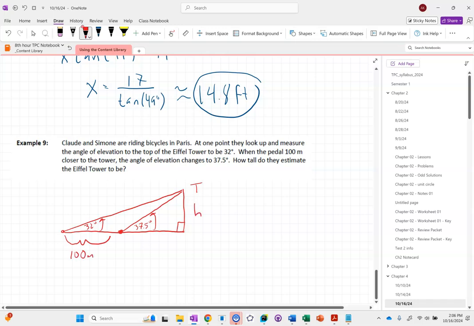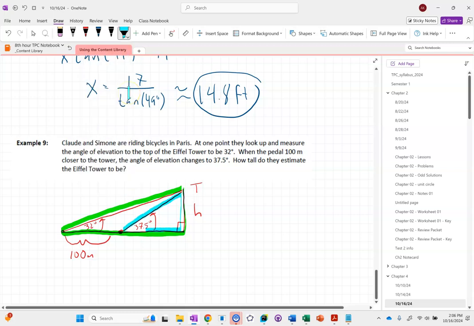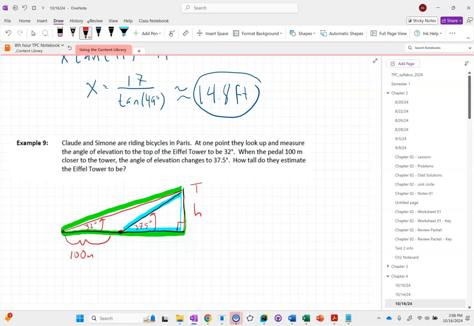And we're interested in how tall the thing is. Everybody good with my picture that I drew? Okay. So if I take a look at this picture, what I see is two right triangles. I see the big green triangle, and then the smaller blue triangle. So far, so good.